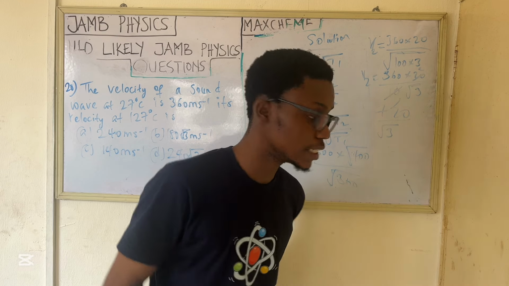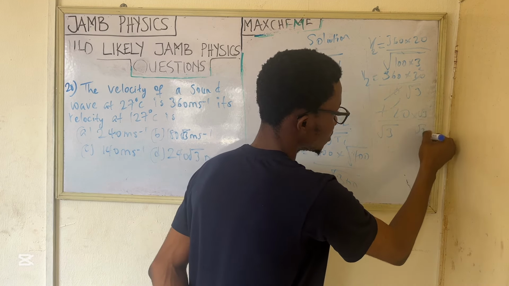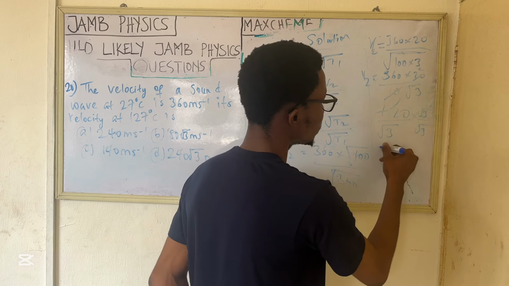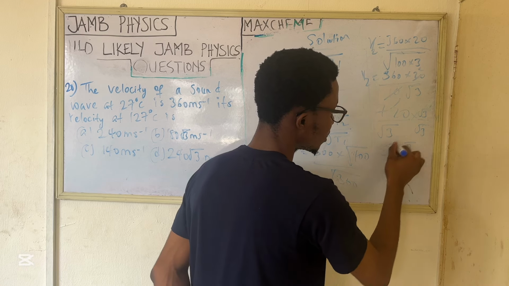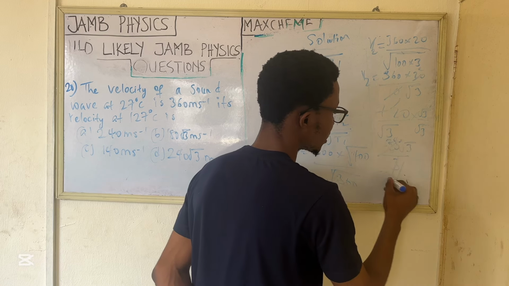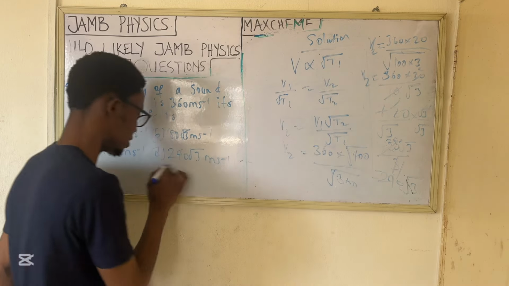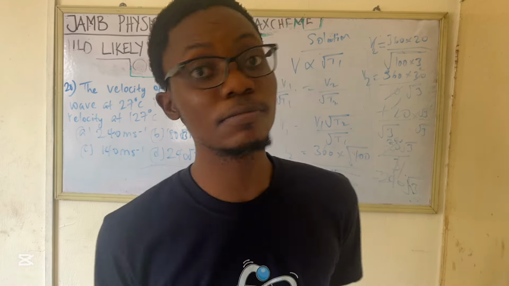So from here, rationalization: you multiply both numerator and denominator by root 3 over root 3. Root 3 times root 3 gives us 3. So we have 720 root 3 over 3. Then 3 into 720 gives 240. So the correct answer is 240 root 3. That is option D.